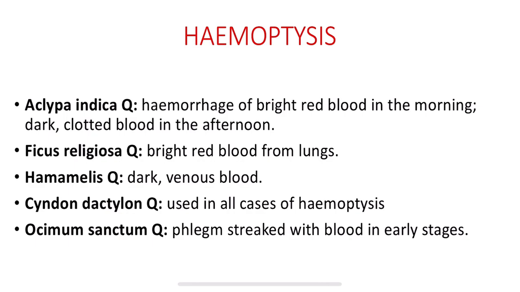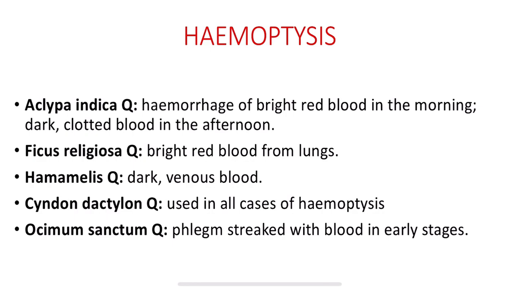Moving on to hemoptysis, that is nothing but the blood in sputum. So when you see the blood in sputum, we think of Acalypha indica. Acalypha indica is used when there is hemorrhage of bright red color, especially in the morning. Then it can also become dark clotted blood in the afternoon. Starting with bright red in the morning, it is going to become dark color in the afternoon. Ficus religiosa is used when there is bright red blood coming from the lungs.